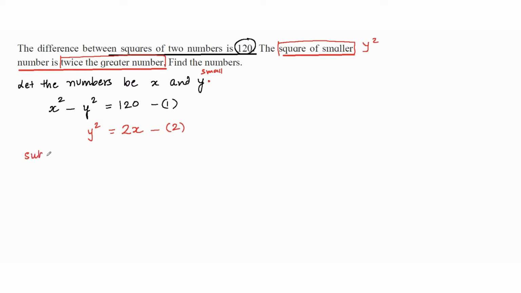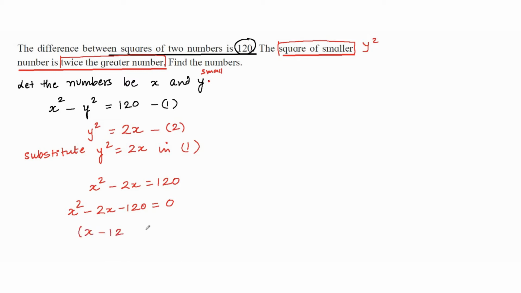So I can say substitute y square equals 2x in the first equation, and what I get is x square minus 2x equals 120, which means x square minus 2x minus 120 is equal to 0. Now I can use my techniques of factorization. This will be x minus 12 into x plus 10 is equal to 0, which means x is either 12 or x is negative 10, right?